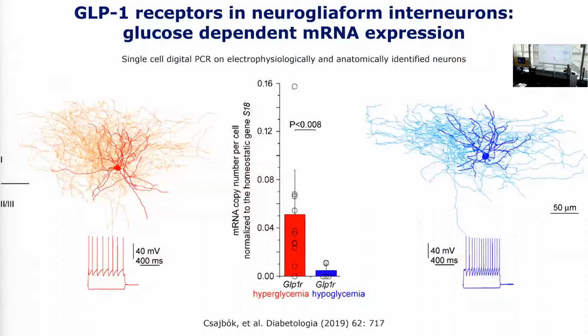So that's why we felt that, okay, now let's have a handle on this cortical glutamatergic output in a way of potentially manipulating neurogliaform cells. The first experiment we did, we showed that GLP-1 receptors are present in rodent neurogliaform cells, and more than that, they are present according to the external glucose concentration. So if you lower the glucose concentration, copy numbers drop to about 2.